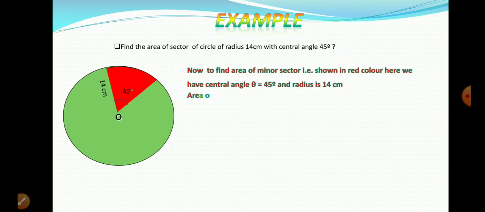Area of the sector we can find with help of formula theta upon 360 times pi r square. Here theta is equal to 45 degree, and we have taken value of pi as 22/7 and radius as 14 into 14. So after solving it, we will get the answer 76.93 centimeter square.